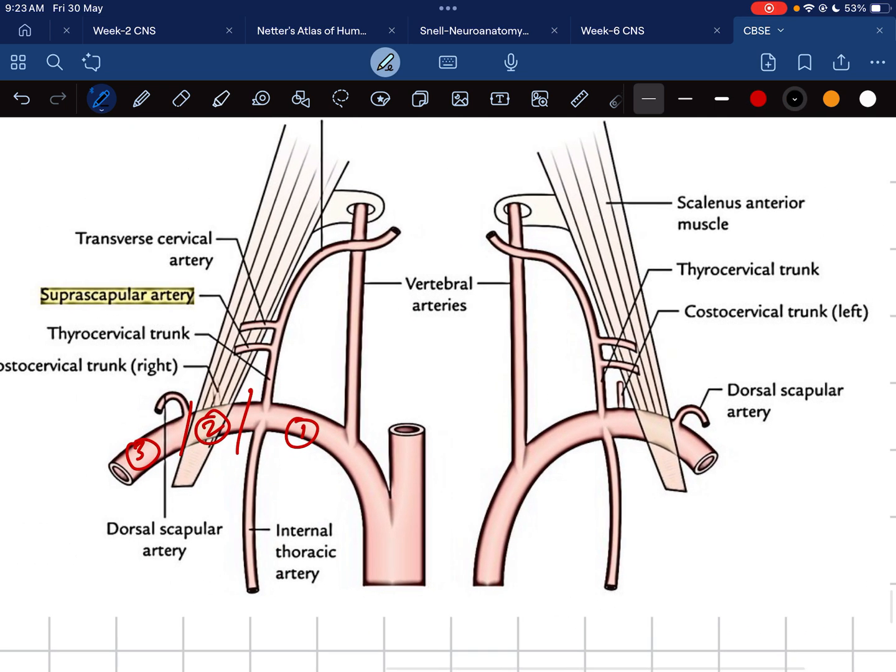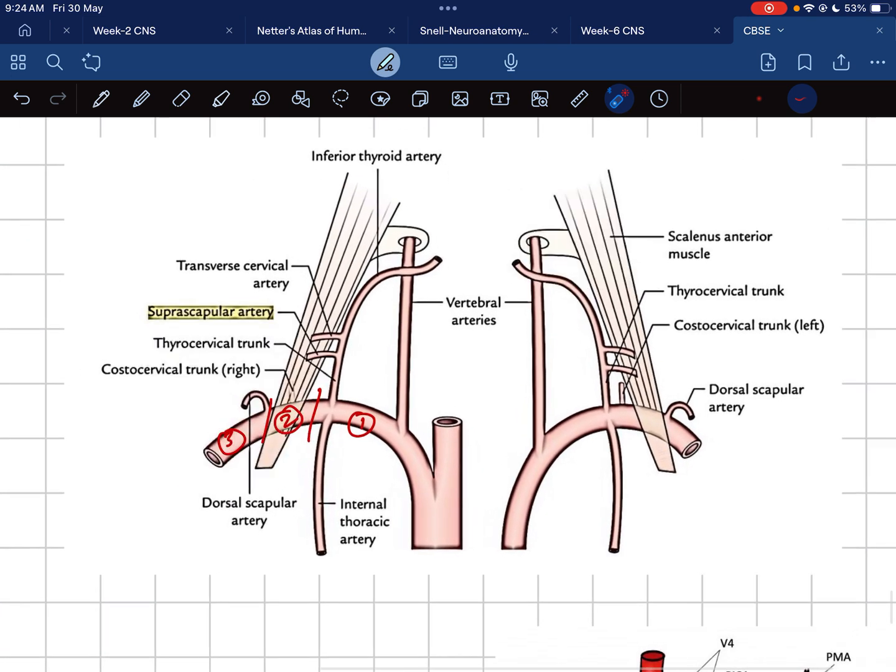When we look at the first part, there is the vertebral artery. This is the vertebral artery. Then in the first part, there is the thyrocervical trunk, and here there is the internal thoracic artery. And when we look at the left side, in the first part, there is the costocervical trunk.